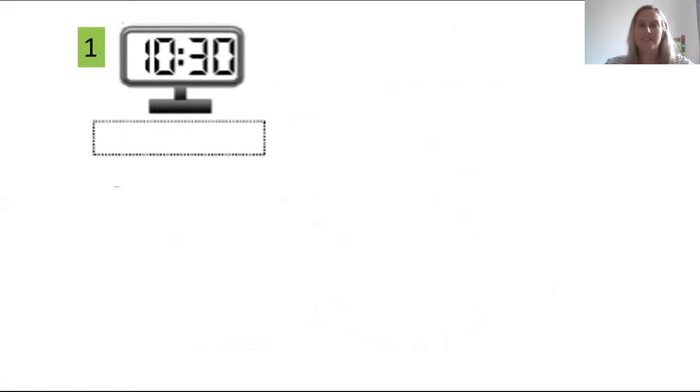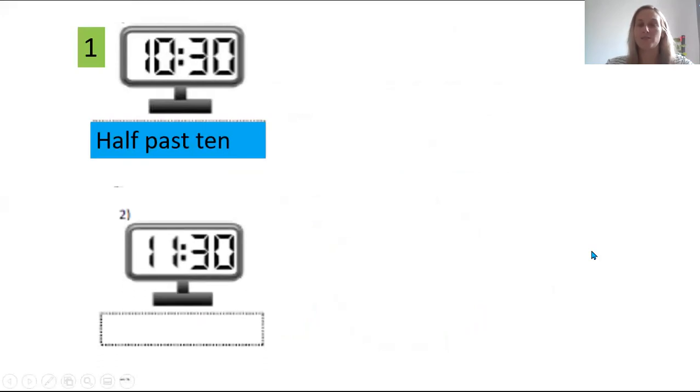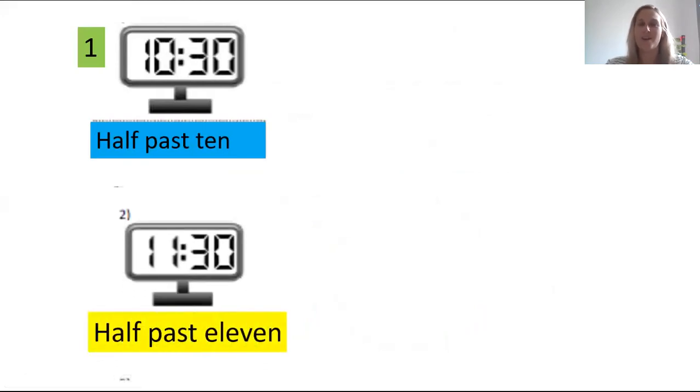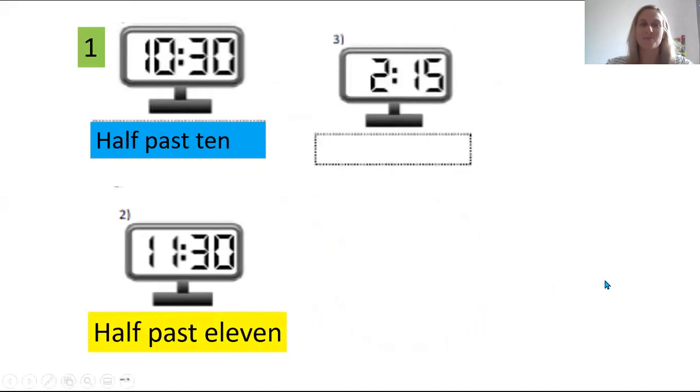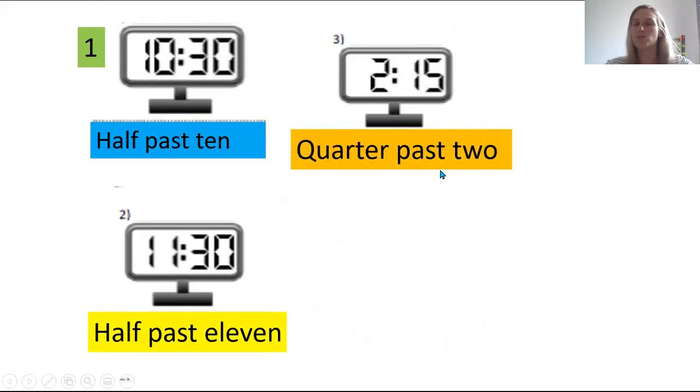So let's practice saying the time. 10:30. We could also call this half past 10. 11:30 or half past 11. That's right. 2:15. Now 15 is a little bit different. Remember, we know that 1/4 of the clock is 15. So we could say that it is quarter past 2. That means a quarter of an hour has gone past 2 o'clock.